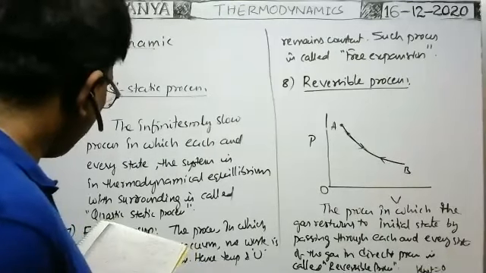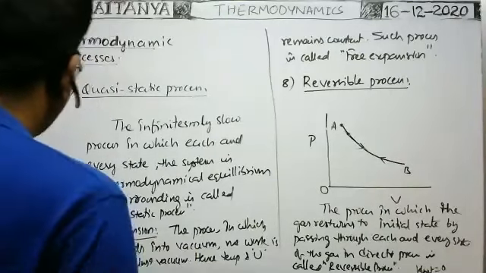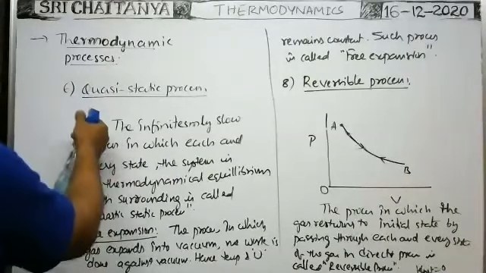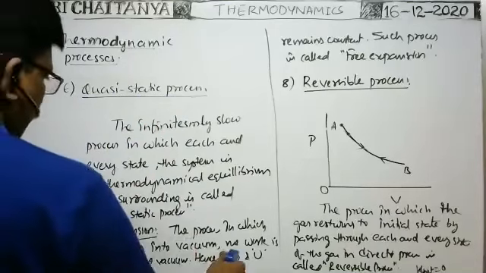What are the conditions for a reversible process to take place? You see, there should not be any friction. No work is to be done against friction. That is important.